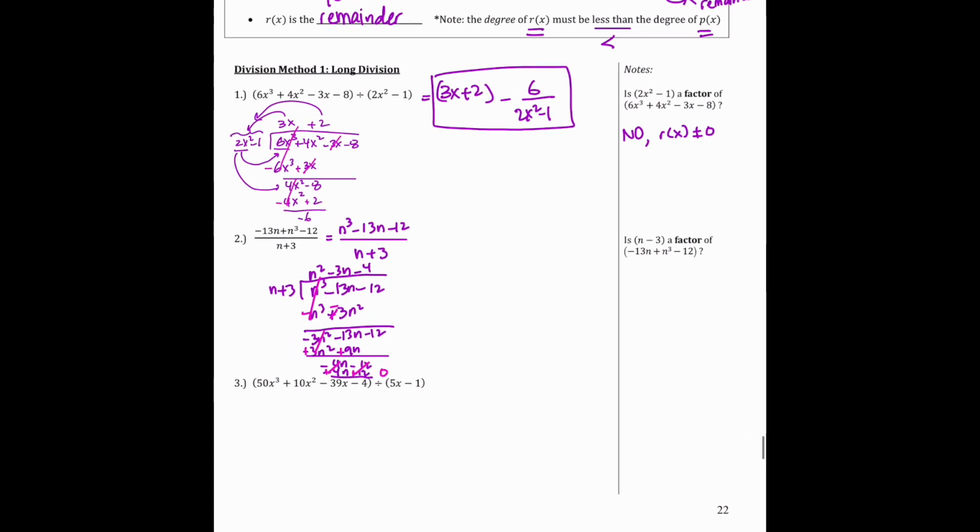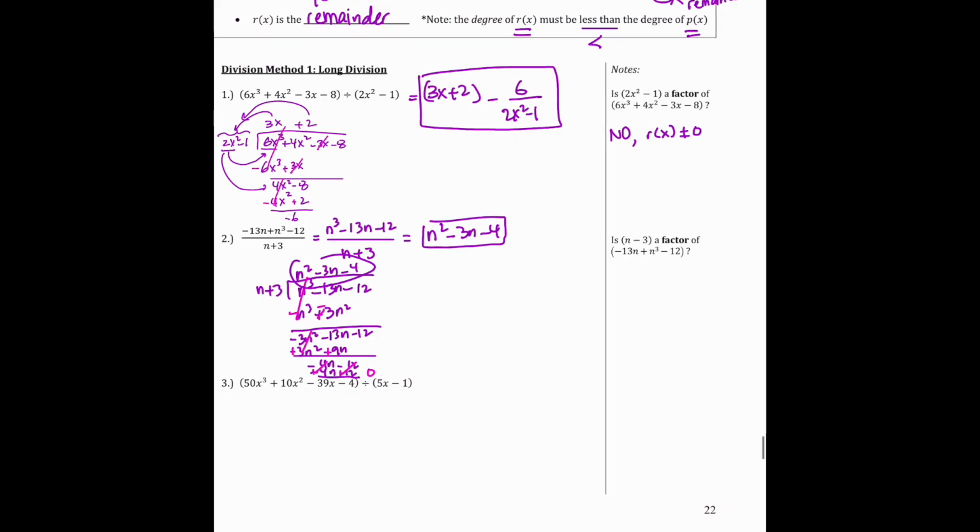So to answer the question, it is going to be a factor, but let's first write the answer in the correct format. So this ratio here, dividing these two polynomials, is going to give me the quotient, which is n squared minus 3n minus 4 right here. Okay, and there's no remainder, so this is it.